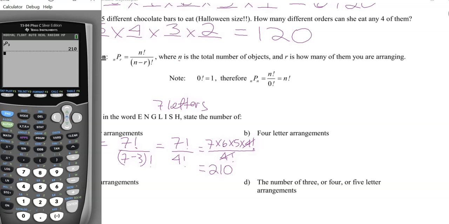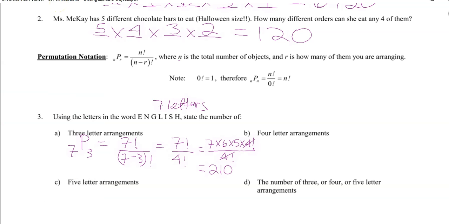Okay, so I think it's good. You see it done once, expanded out. After that, the calculator does it. If you have the older calculator, you're going to see 7, then nPr, and then 3, and that's fine. Then you hit enter, and you get 210. All right, what if it's a 4-letter arrangement?